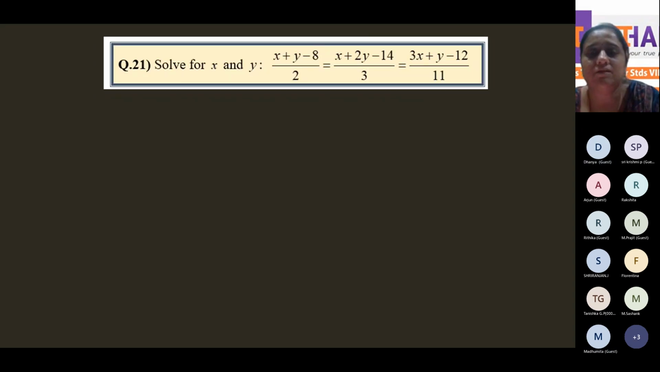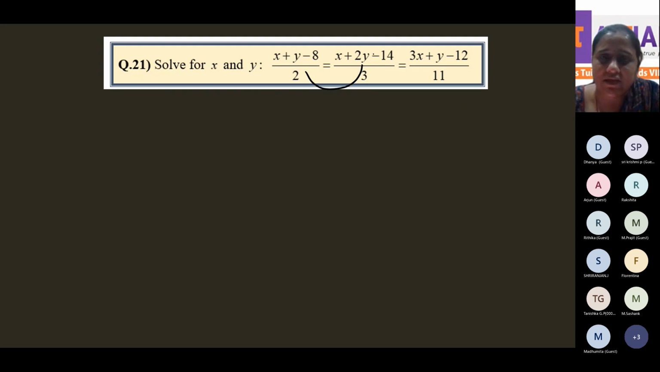Okay. Look at this one again. Solve for x and y. So same thing here. Equate these two and get an equation. See how many variables are there? Only 2, x and y. Only 2 variables are there.